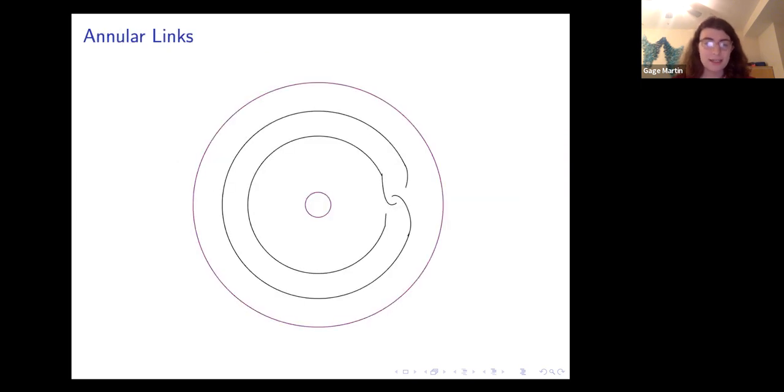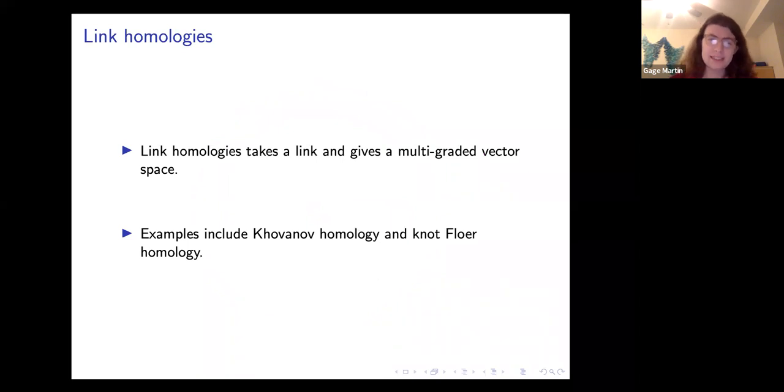With that being said, I'm going to talk about annular links. This is a picture of an annular link. We're embedding some number of circles into a thickened annulus. So it's just like a link in S3, but instead we're working in an annulus instead of all of S3. And we can see the annulus in purple here. And I really like to think about these algebraic invariants that take these links and give us some vector space. I think nice examples of those are things like Khovanov homology or knot Floer homology that you might have heard of before.